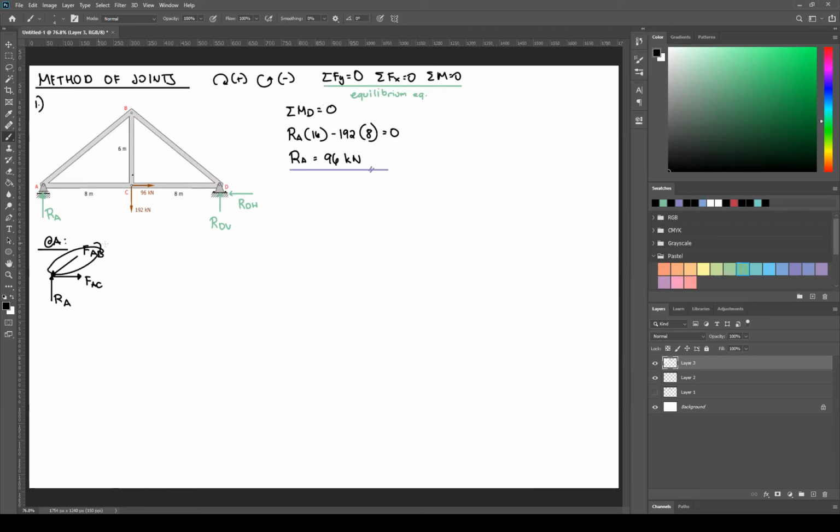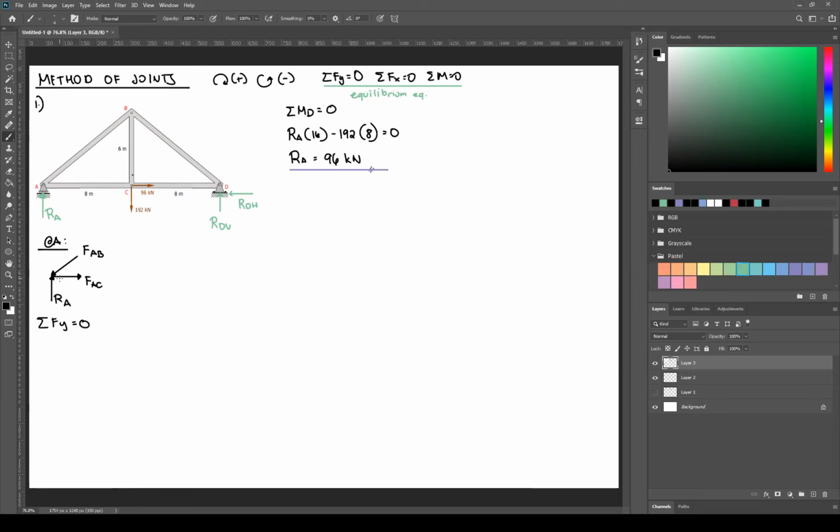FAB has an x component, FAC also has an x component. Both of them are unknown. Therefore, I can't solve for anything if I do that. Now, what if I do Fy equals 0? FAB and RA both have y components. However, I know RA, it's 96, so the only unknown is FAB. Therefore, I can immediately solve for FAB. So let's start with Fy, the summation of forces y equals 0.